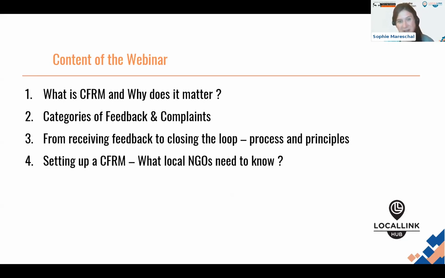So today we are going to discuss what is CFRM and why it is important, what role they serve, why it does matter, how it links with accountability, and then what are categories of feedback and complaints. It is important to distinguish categories and how we respond to those categories. Sukanta will tell us about that. And then we will discuss the process to set up CFRM and then the process of dealing with feedback to closing the loop, and what are the main principles we have to follow to make them work effectively and safely.